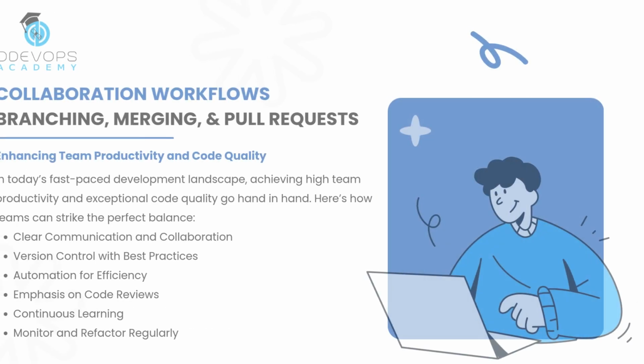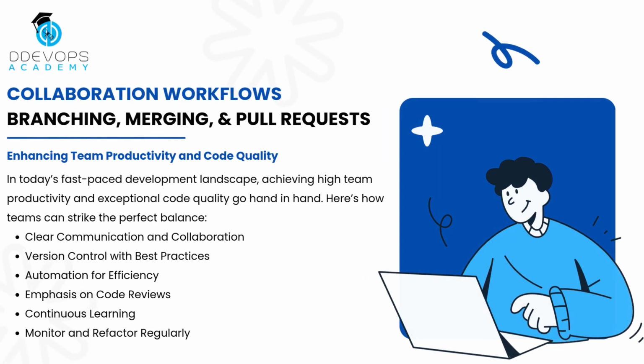In modern development, collaboration is key. Teams thrive when they use branching, merging, and pull requests effectively. Clear communication and version control best practices help avoid confusion. Automation boosts efficiency, while code reviews ensure quality. Continuous learning keeps teams sharp, and regular monitoring and refactoring help maintain clean, scalable code. These habits drive productivity and elevate team performance.